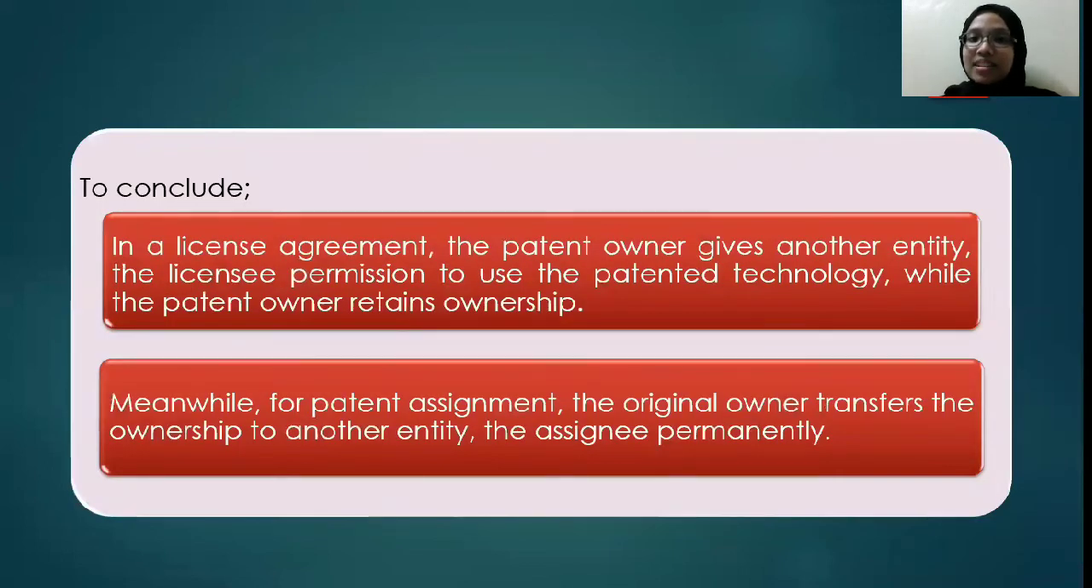To conclude this part, in a license agreement, the patent owner gives another entity, the licensee, permission to use the patented technology while the patent owner retains ownership. Meanwhile, for patent assignment, the original owner transfers the ownership to another entity, the assignee, permanently. With that, thank you.